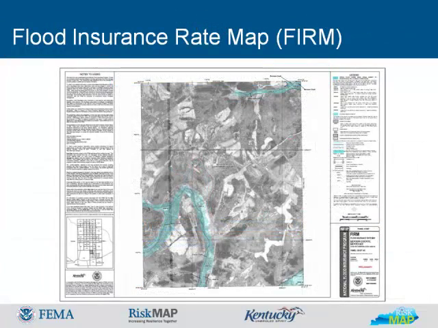A flood insurance rate map, or FIRM, is the official map of a community on which FEMA has delineated both the special hazard areas and the risk premium zones applicable to the community. It is used by private citizens, insurance brokers, community officials, lending institutions, and federal agencies.